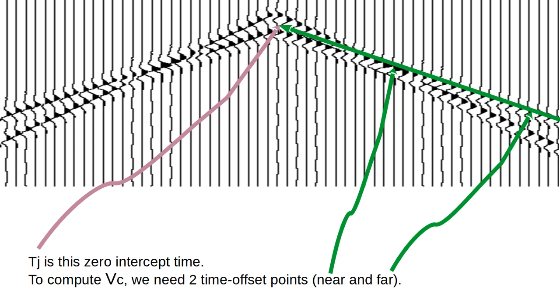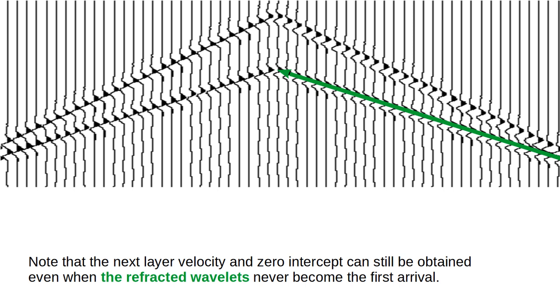Tj is this zero intercept time. To compute Vc, we need two time offset points, near and far. Note that the next layer velocity and zero intercept can still be obtained even when the refracted wavelets never become the first arrival.